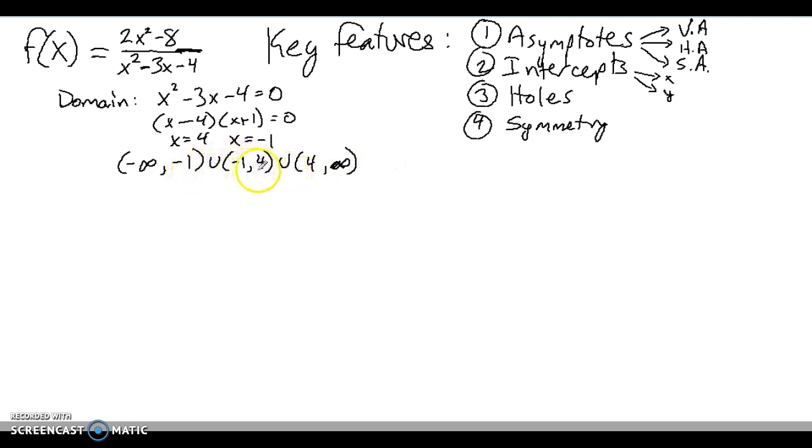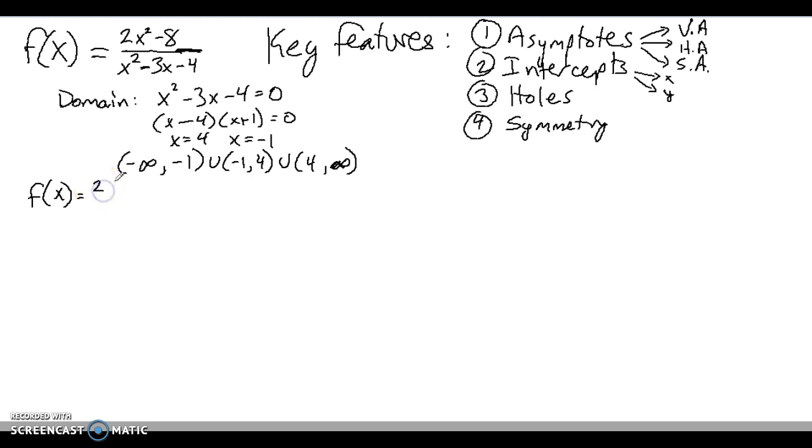Now, the nice thing about finding the domain is that these problem areas, when x is negative 1 and when x is 4, can only either give us a vertical asymptote or a hole. It has to be one or the other of those, and it cannot be both. And we'll find out which one it is by reducing the rational function, which we should go ahead and do at this point. Once we reduce it, all the rest of these should come out fairly quickly.